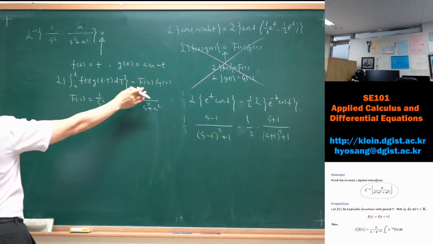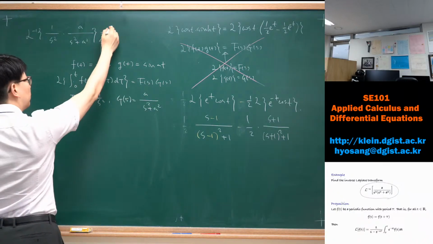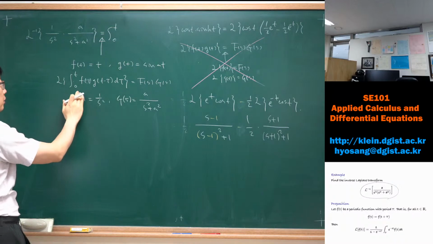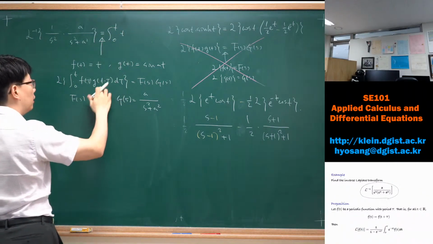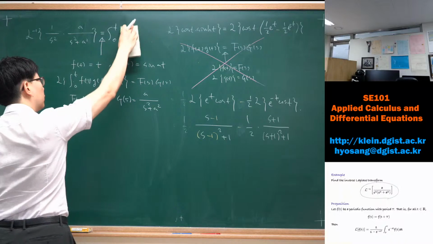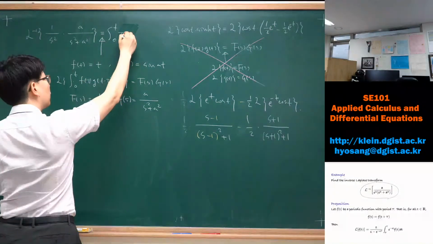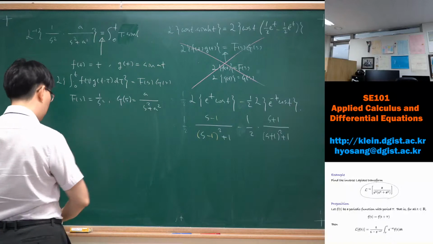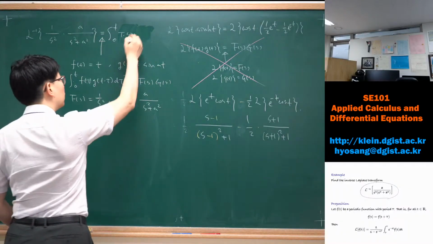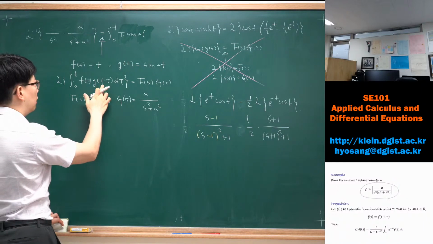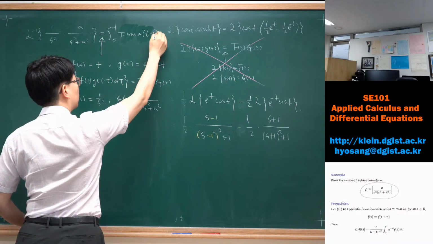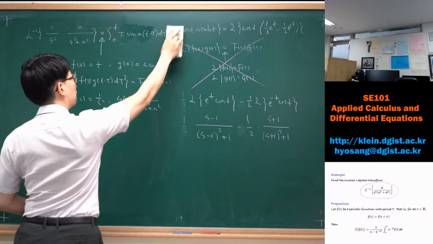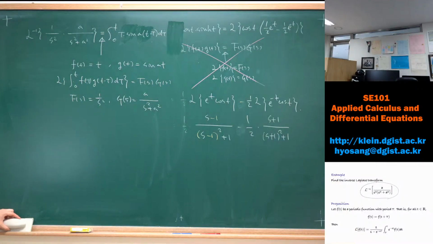So this was the result if I take the inverse Laplace transform: the integration from 0 to t of tau times sine of a times (t minus tau) d tau. That's one result, only one result. Is there any other way to solve the inverse Laplace transform?